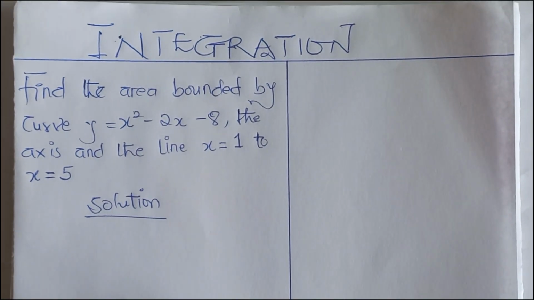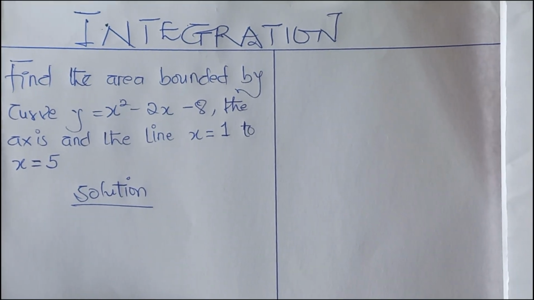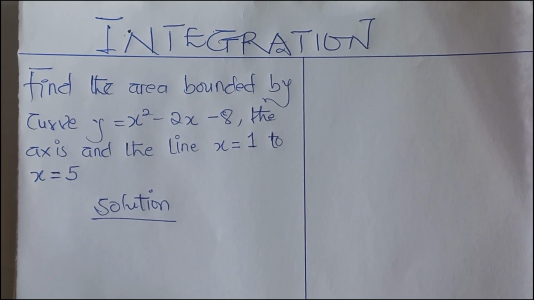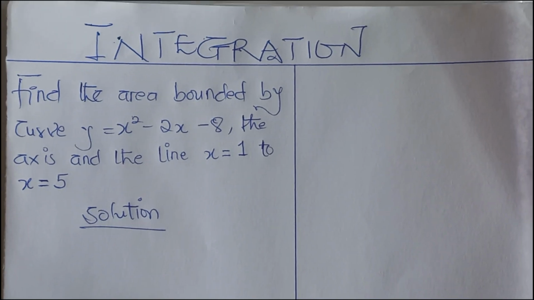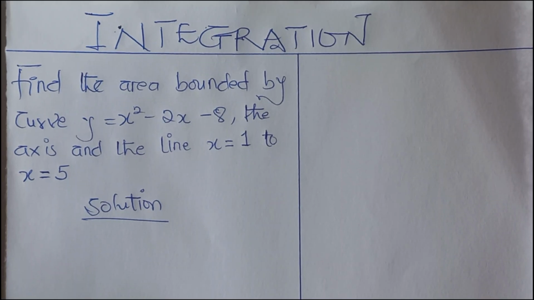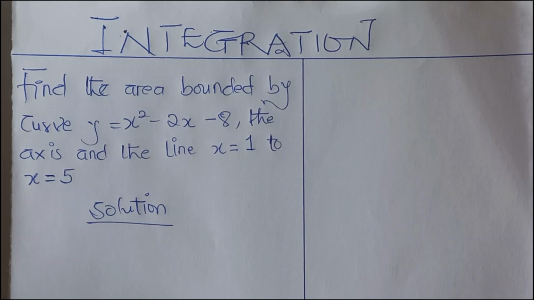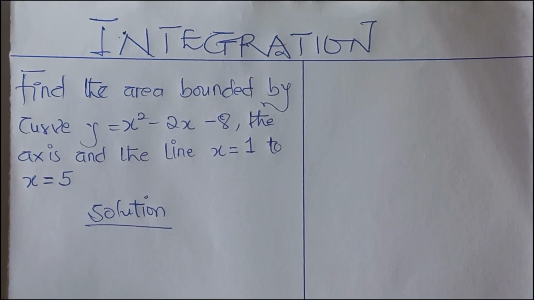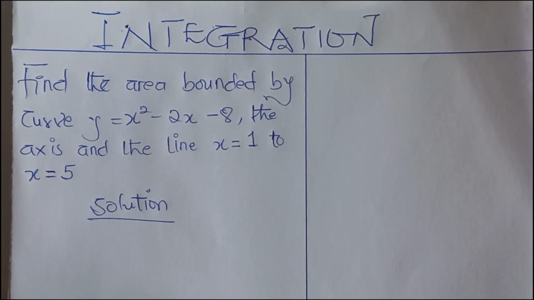So today we are looking at a topic called integration. Under integration, we are going to solve a question to learn how to calculate the area of a function. The problem is we have to find the area bounded by the curve y is equal to x squared minus 2x minus 8, the x-axis, and the lines x is equal to 1 to x is equal to 5. So this is the question.